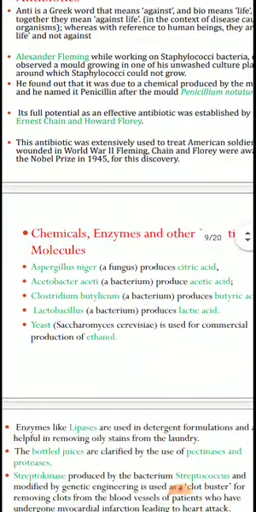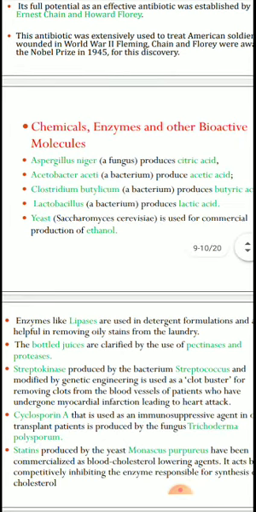Chemicals and enzymes are produced by Aspergillus, Acetobacter, Clostridium, Penicillium and Lactobacillus, and yeast. These are the important ones.